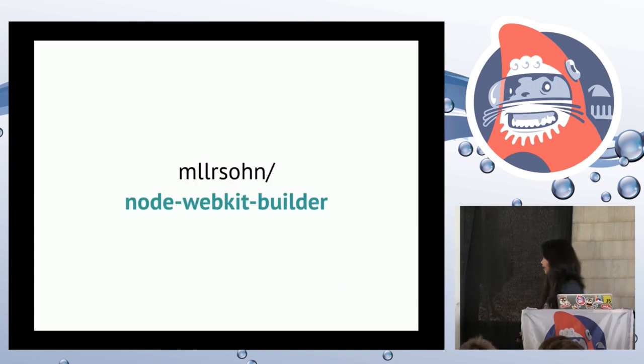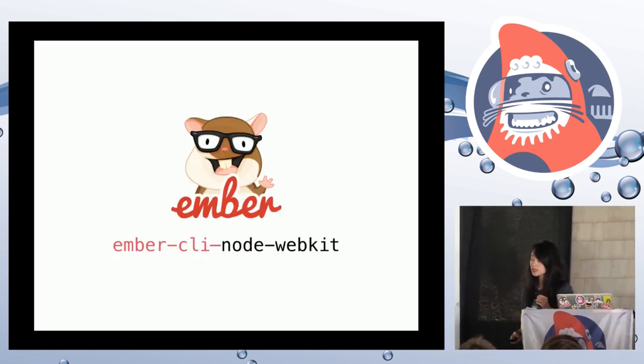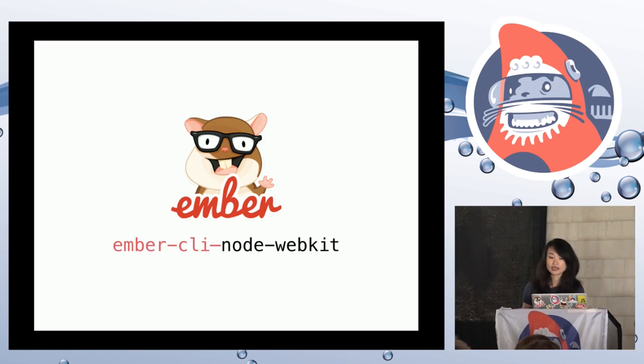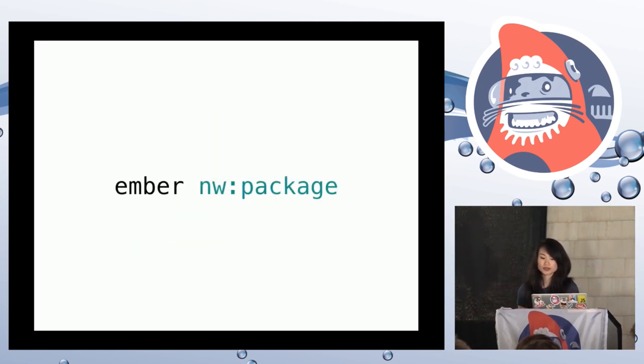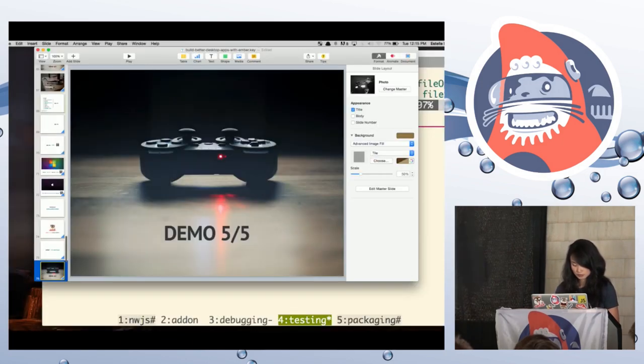But there's already this NPM package out there called Node WebKit Builder that does all the work for us, and it's aware of all the details in the different operating systems. So we can use this. It's agnostic to build tools, so you can write a wrapper for it. And so we can simply extend Ember CLI and the add-on to invoke that library and do all the work for us. And so now you can do that with this command, which I'm going to demo. And this is going to be the final demo of the presentation.